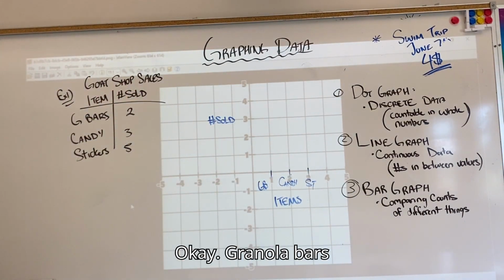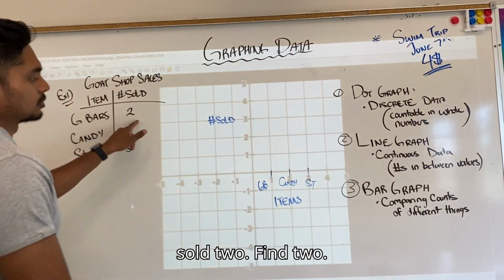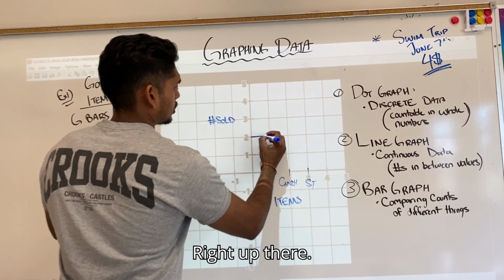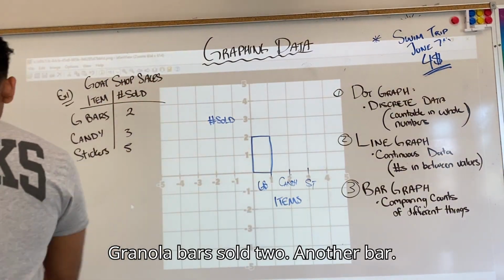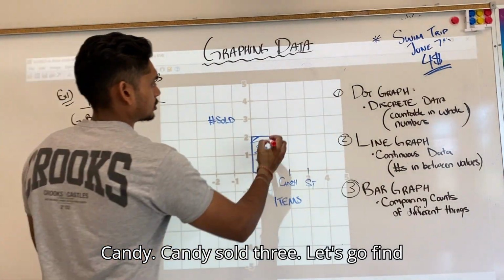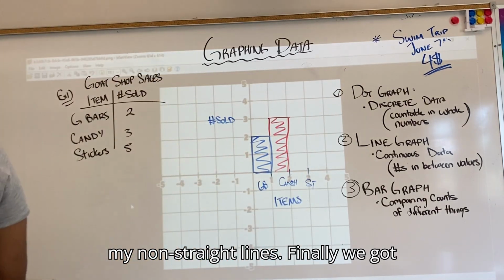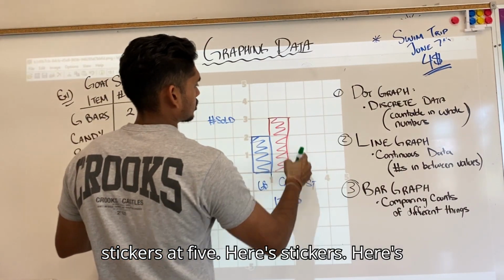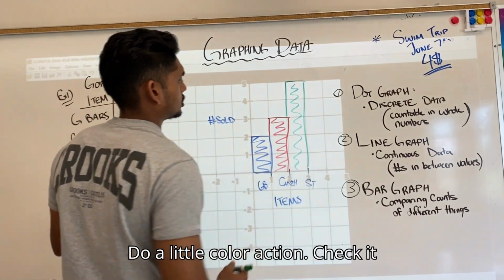Let's find out. Okay, granola bars sold 2. Find 2, right up there. Boom. I'm gonna color code these ones. Granola bar sold 2. That's our bar. Candy. Candy sold 3. Let's go find 3. There he is. Excellent. Don't mind my non-straight lines. Finally, we got stickers at 5. Here's stickers. Here's 5. We are good to go. Do a little color action. Check it out.